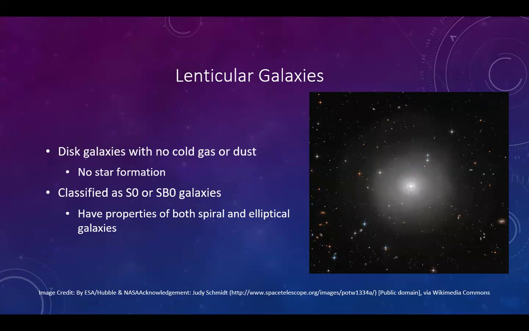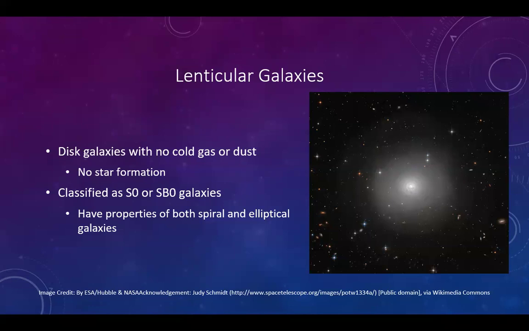They're disk galaxies, but they don't have any cool gas or dust. So they have no star formation. And they have properties that are like both spiral and elliptical. They're sort of in between the two. And they're classified as SB0 or S0. Generally, you see them as S0.